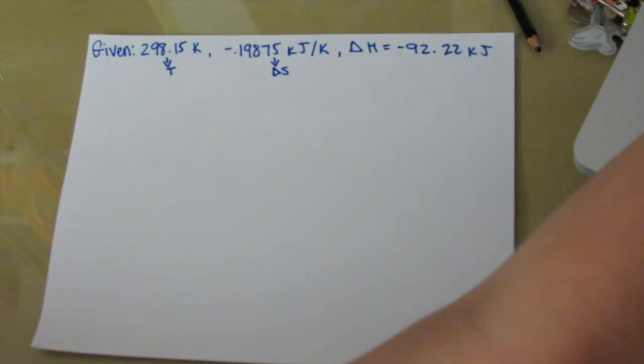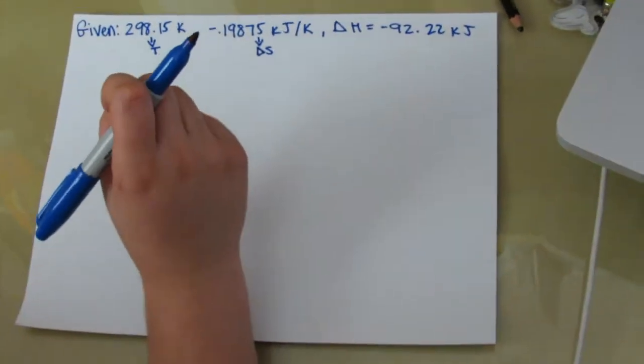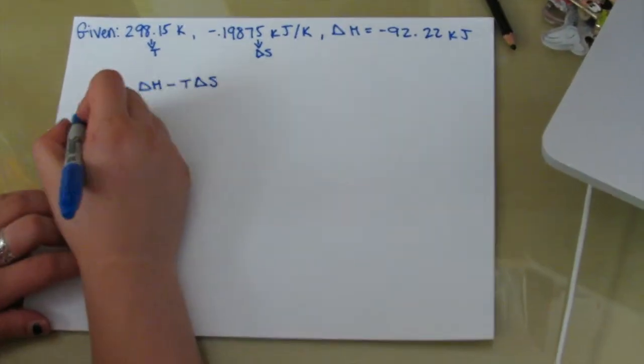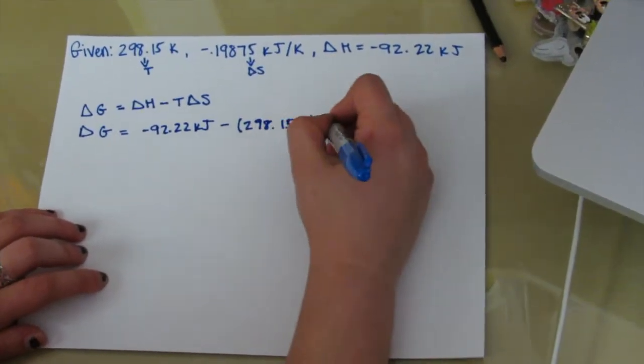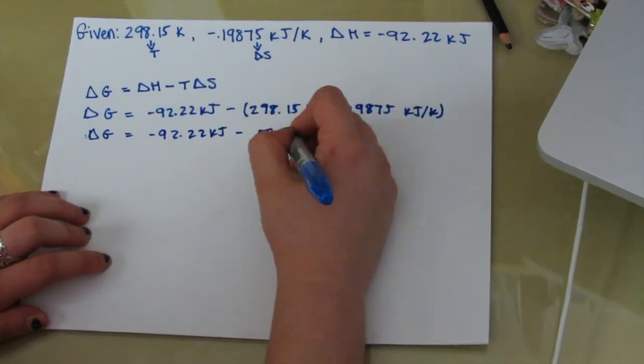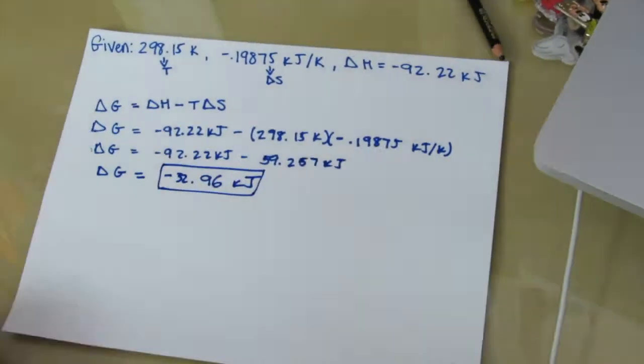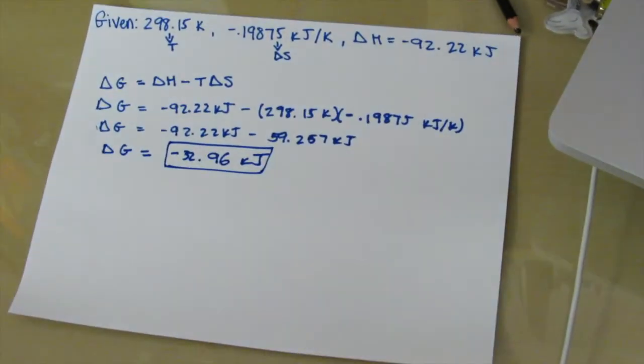Now we will show you a problem that we worked out to find if a reaction is spontaneous. We are given a few things at the beginning of the equation. We are given that the temperature in Kelvin is 298 degrees. The change in entropy is negative 0.19875 kilojoules per Kelvin, and the change in enthalpy is negative 92.22. Now we plug these values into the equation. The final amount of change in free energy is negative 32.96, which means that the reaction is spontaneous.